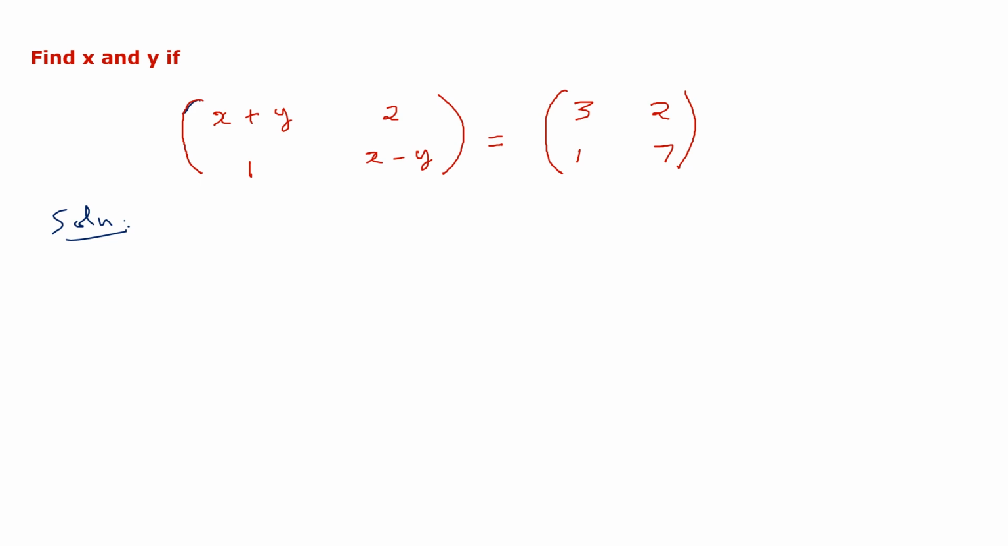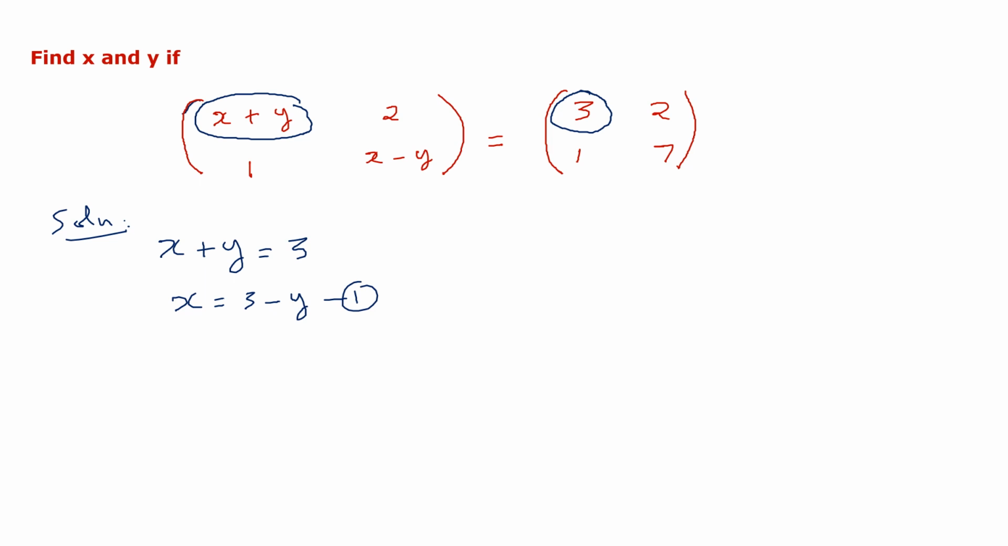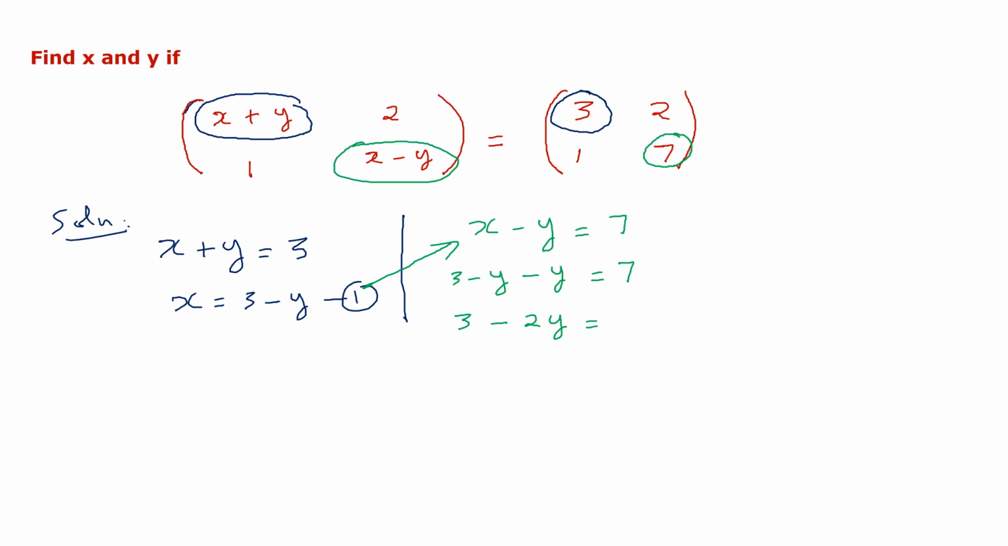Now what you do is you compare this x plus y with its counterpart. What is its counterpart? 3. So x plus y is equal to 3, which means x can be written as 3 minus y. Let us call this equation 1. In the same way, this x minus y you compare with the 7, its counterpart. So x minus y is equal to 7. Let us substitute for x as 3 minus y, then minus y, which is already existing, is equal to 7.